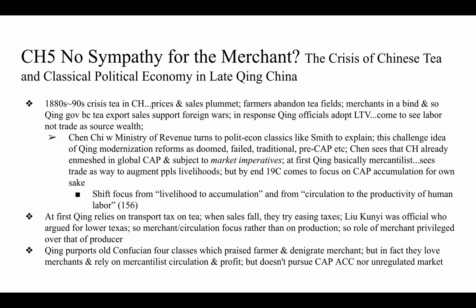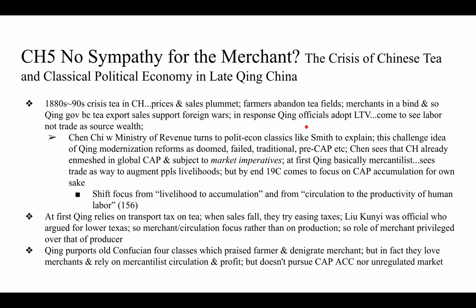Chapter 5 is called No Sympathy for the Merchant, the Crisis of Chinese Tea and Classical Political Economy in Late Qing China. So then there's this tea crisis in China, and prices and sales begin to plummet as Indian tea exports rise. Farmers would abandon their fields, and merchants were in a bind. So was the Qing government, because tea export sales were used to support foreign wars.